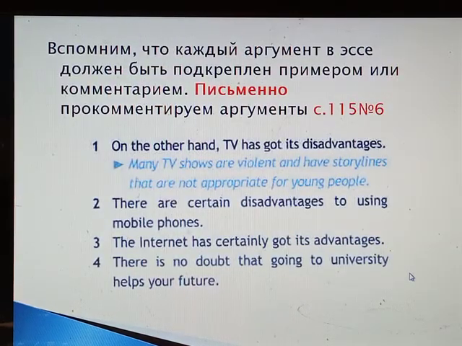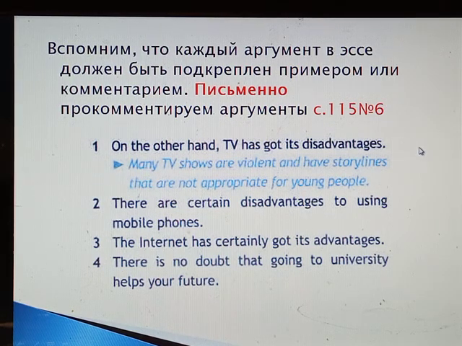Now you are to give points. You are to explain some statements. Когда мы пишем эссе, мы должны уметь привести примеры и аргументировать какую-то точку зрения. In your books, page 115, exercise 6.